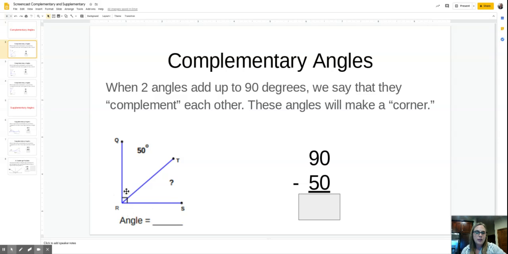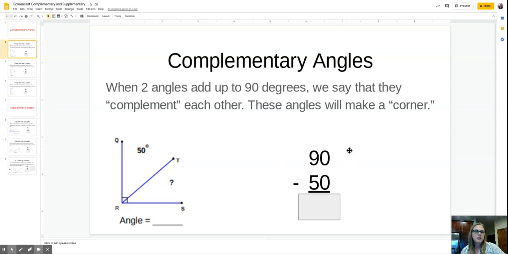Now, this right here is also pretty important to us because it reminds us that that little square there means this is that right angle or that 90-degree angle. That's our hint for us. So if we know the whole entire angle, QRS, is worth 90 degrees, and we know that this piece is worth 50, we can use that to help us find out this missing angle just by subtracting it.